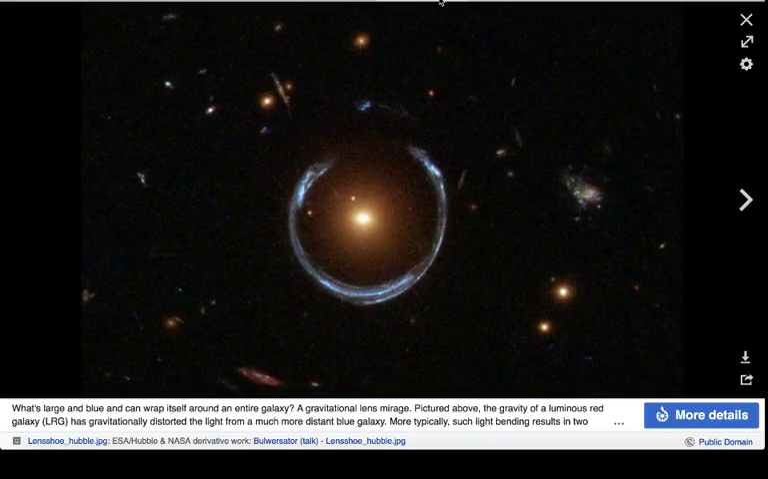And so when we see a ring that's really, really close to being perfect like this, it's really beautiful. And it's called an Einstein ring. So we have in this image a luminous red galaxy that has gravitationally distorted the light from a much more distant blue galaxy. So you can note the real colors in here. The galaxy in the front is red, and it's distorting what would be a blue galaxy behind it.